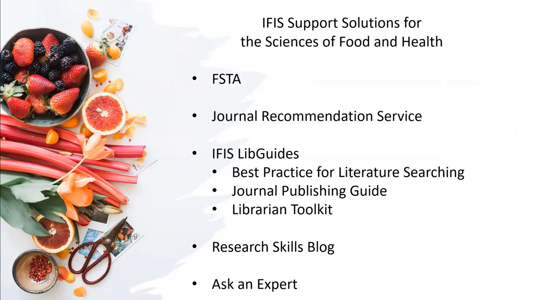So I want to just take the last few minutes together to tell you about some of the other resources that we have for helping you find quality information about the sciences of food and health. So of course, FSTA is the main way that we help people find this information. But then we've also created other resources to help researchers at different levels of expertise, so at different stages of their careers, find what they need. So as I mentioned at the very start of this presentation, we do a lot of work in screening the journals that get indexed in FSTA. And researchers want to make sure, of course, that they are publishing in reputable journals. Nobody wants to publish really in a predatory journal. And so we make our list available of screened journals through the Journal Recommendation Service.